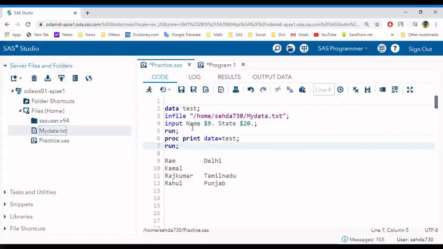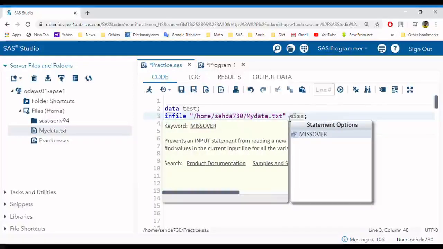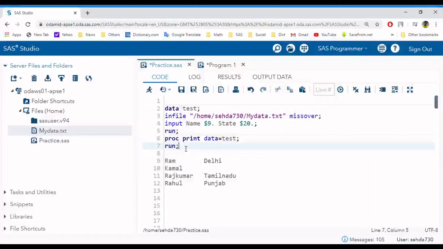And then I have given name. I'm expecting name length 9 and state length 20. Okay. So to handle this space thing, this is missing. I am just writing Missover. Okay. Let's see what will happen. Let's run this thing.